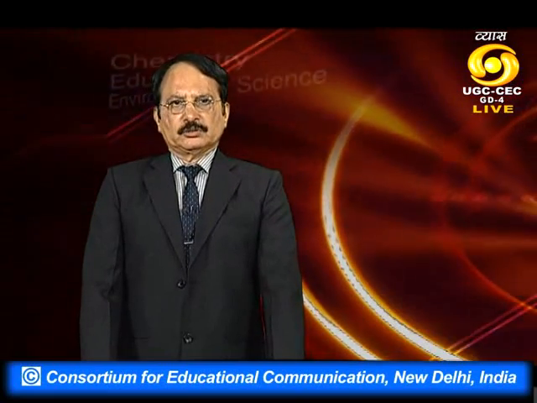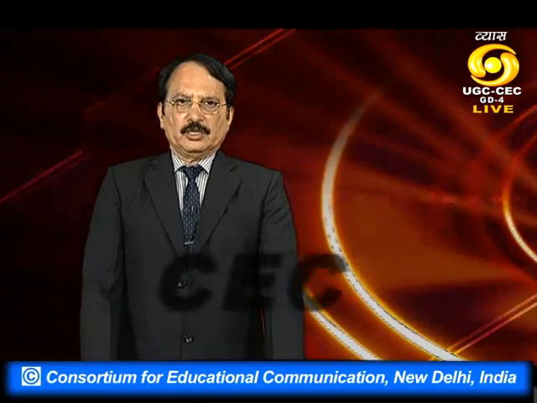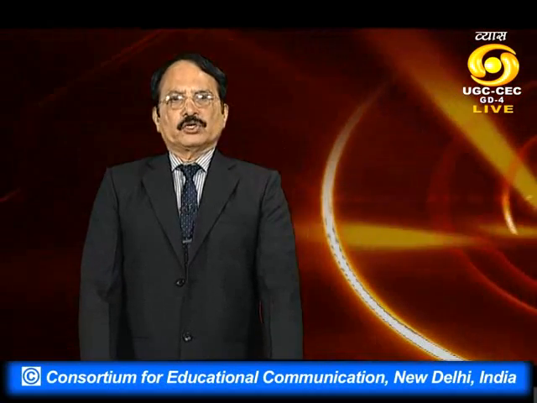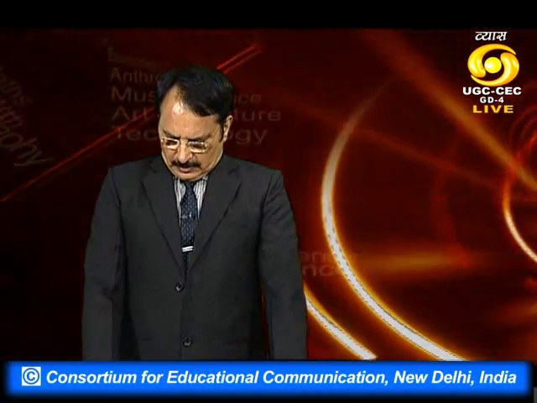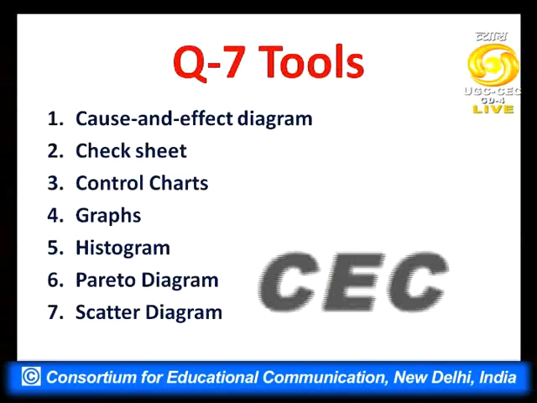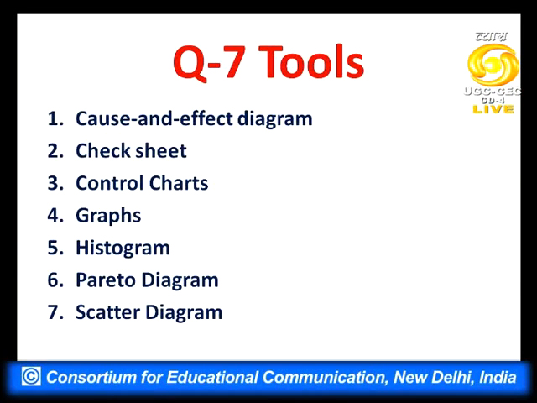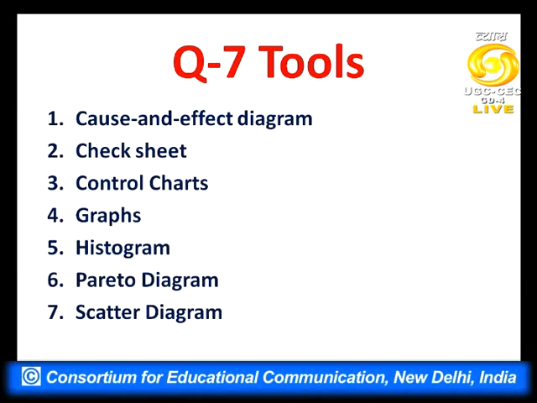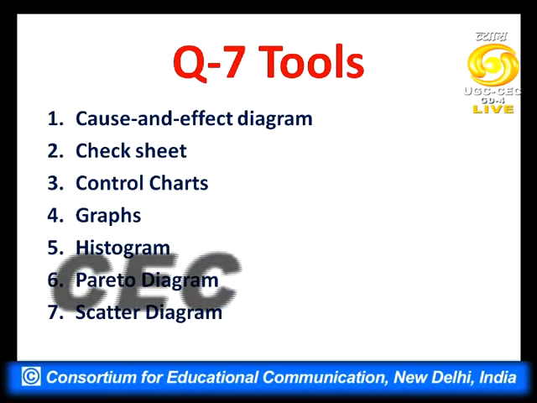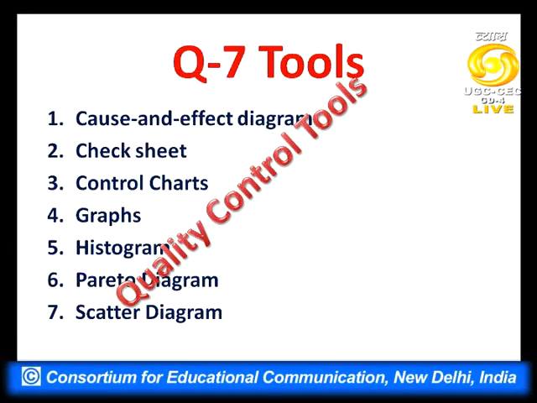And these 7 tools, if used properly, will make the process closer and closer to Six Sigma level. The first one is cause and effect diagram. Next one is check sheets, control charts, histograms, Pareto diagram, and the 7th one is the scatter diagram. We make use of all these tools to solve the problems, modify the processes and achieve Six Sigma level. And these tools are called quality control tools.